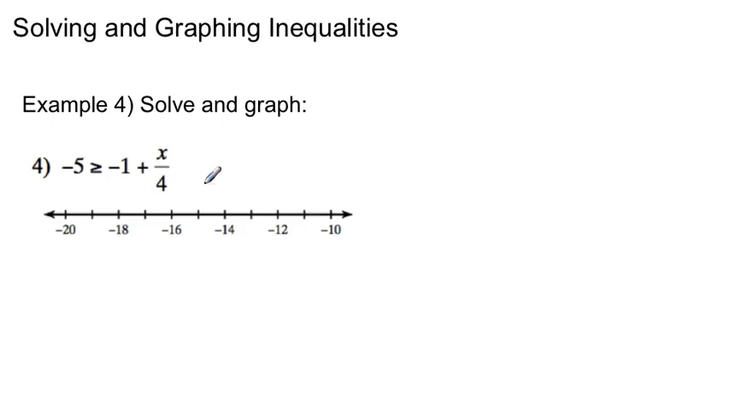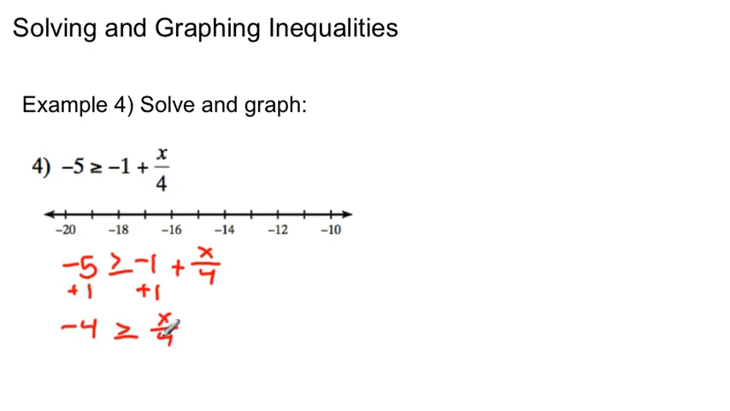For this example, I have another two-step equation. Negative 5 is greater than or equal to negative 1 plus x divided by 4. Remember, when I don't want to see fractions, I want to think of them as division problems. So now what I need to do is undo any addition or subtraction going on with the variable. So I'm going to add 1 to both sides. And I find that negative 4 is greater than or equal to x over 4.